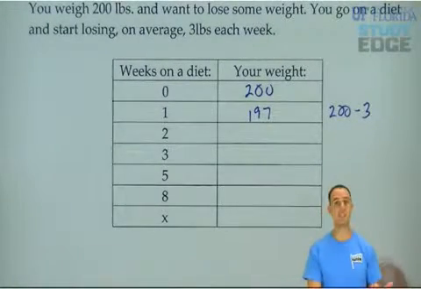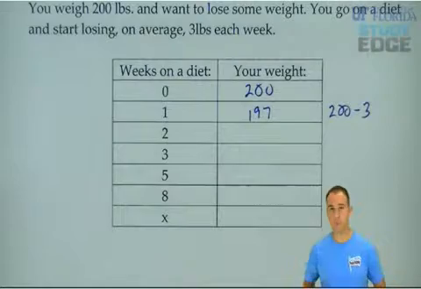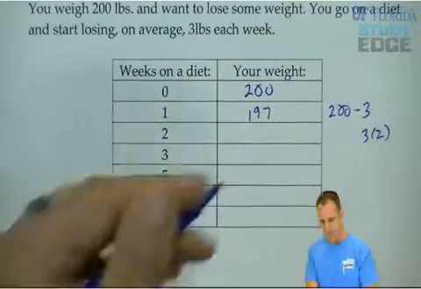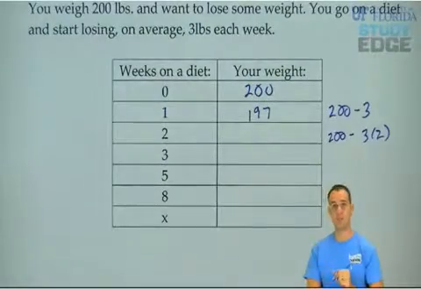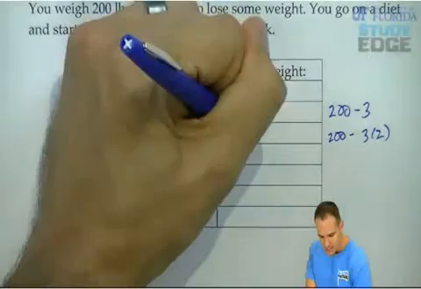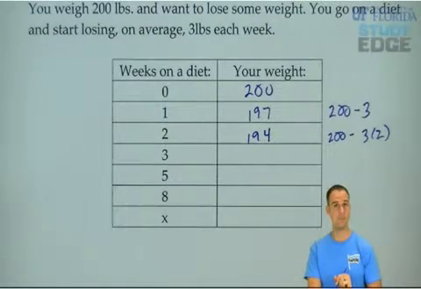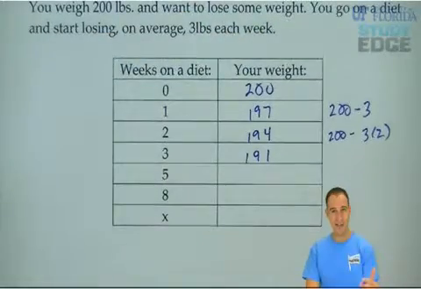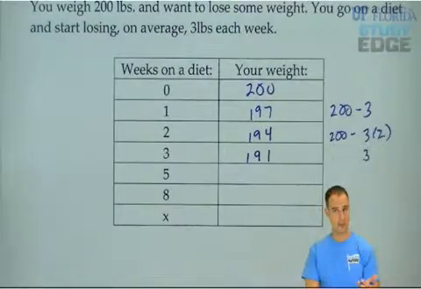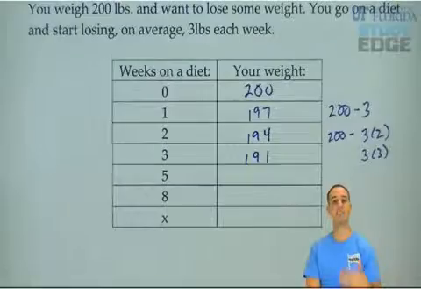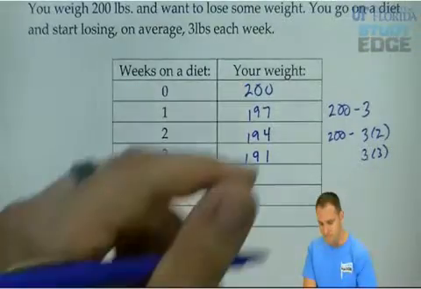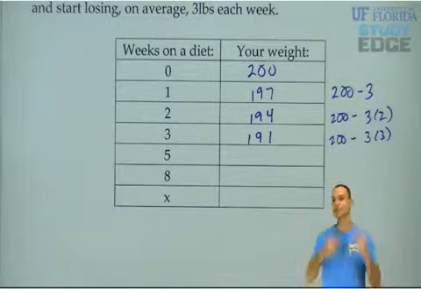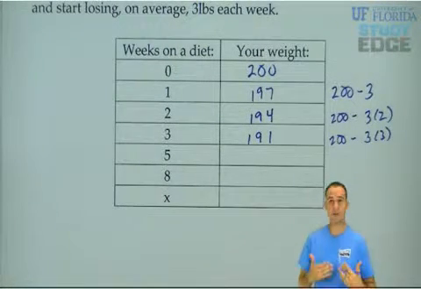Let's say 2 weeks later. How do you figure it out? You subtract another 3. Or you would say, 3 times 2, I lost 6 pounds, and I would subtract that from 200, giving me 194. After 3 weeks, you lose another 3 pounds, but to calculate it, you would say 3 pounds a week, and after 3 weeks, I lost 9 pounds. I would take that 9 pounds and subtract from 200 to get 191. Because you don't want to keep on subtracting 3, subtracting 3. The numbers get bigger and bigger.